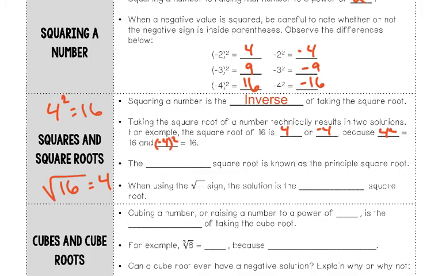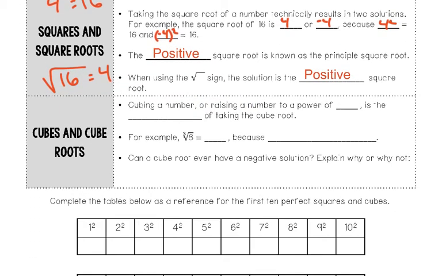So the next thing is we reminded ourselves that the positive square root is known as the principal square root. So just in general, we accept that the square root of 16 is 4. That's usually what we'll go with. That's what your calculator will say. But we do know that in reality, there are two possible solutions. It could be negative 4 or positive 4, but we're going to just accept the 4 for now. And that's what this last line says. When using the square root sign, the solution is the positive square root. So let's go ahead and get into this new stuff.